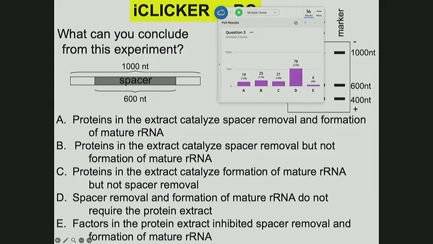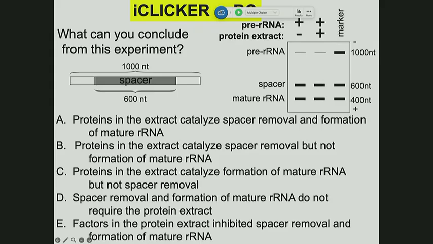All right, a lot of people like answer D. Who wants to share their reasoning? Sure. I chose D because... Which one did you choose? D. D? Yeah, because as we can see in the top where it says pre-rRNA and protein extract, it seems that all the bands are identical, so it seems like it's not required that protein extract.